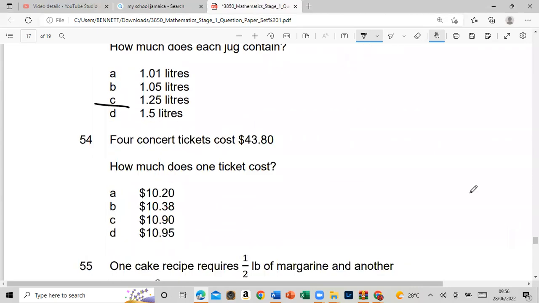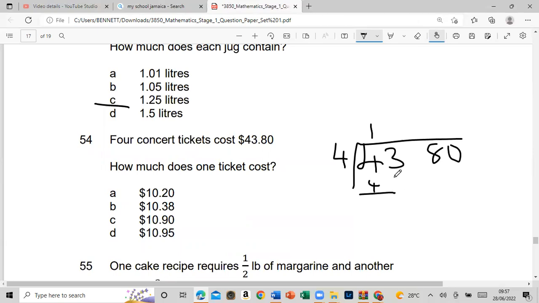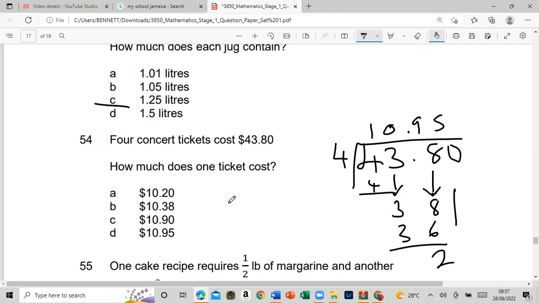A concert ticket costs $43.80. How much does 1 cost? So you understand, right? 4 into 4, 1. 4 ones are 4. Carry down the 3. 4 into 3, 0. Carry down the 8. 4 into 38. 4 eights are 32. 4 nines are 36. So that's 9. Then 4 into 20, 5. So that's 10.95. Decimal point is here. Let's go, guys.